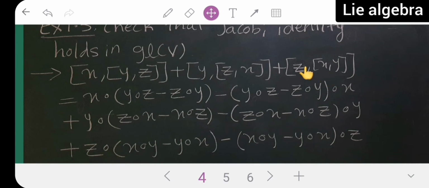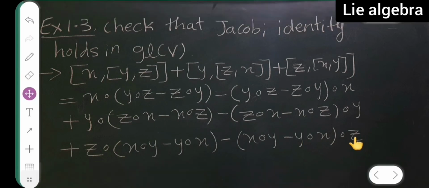Which one was I doing for this one? Z composite X. Now this Z composite X minus X composite Z, this part into Z, Y. Then plus, I am doing for this one now. Z composite, for this one it will be what? X composite Y minus Y composite X. Then minus this composite Z, right? So X composite Y minus Y composite X composite Z, okay?